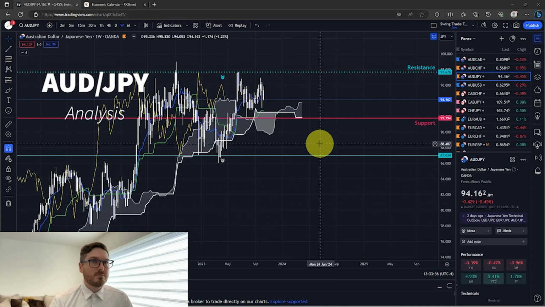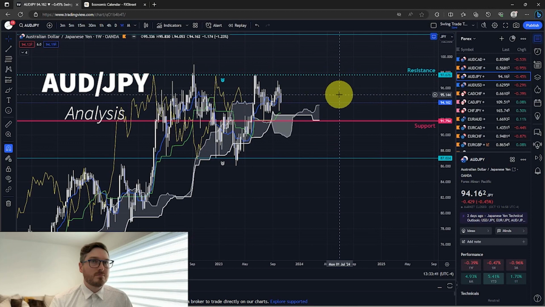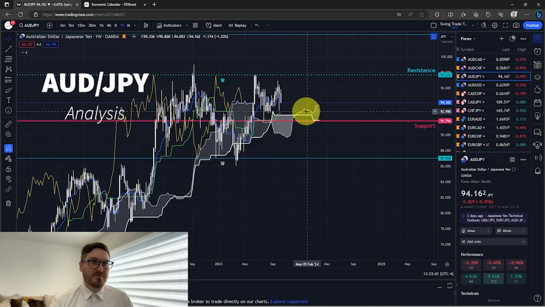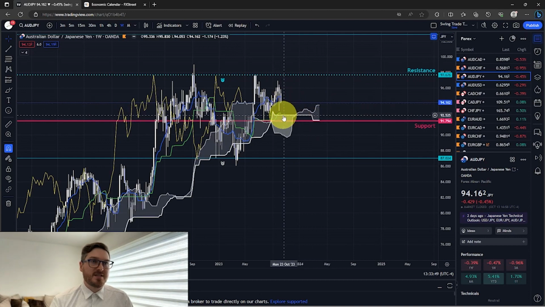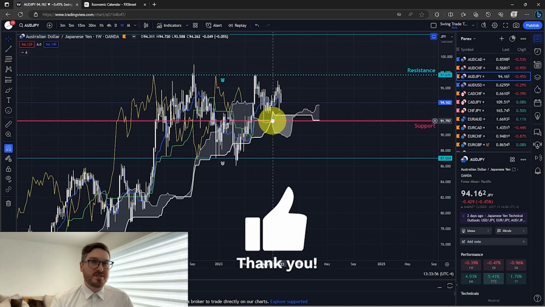Okay, guys, now we're on AUD Japanese yen. And overall, this is also a ranging market. We have the Kumo cloud structure kind of too small and flat. Senkou span A and B both flat. The Tenkan and Kijun-sen both flat. So we're going to need a break from either this resistance level here or this support level here.